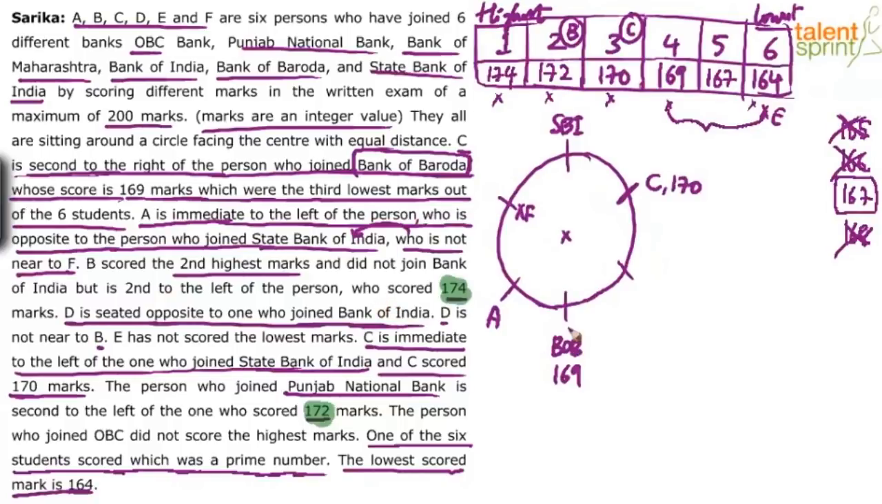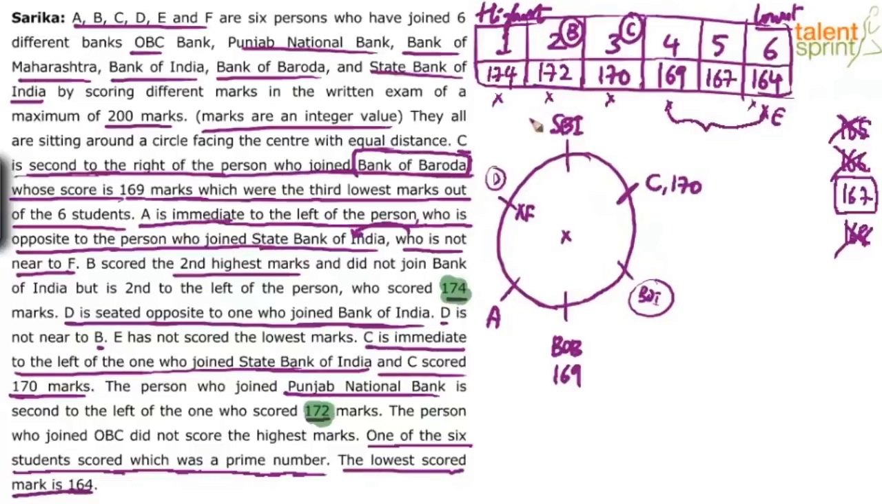Where can D come? Can D come here in this space? No, because D has to be opposite to Bank of India. Here we have SBI. So ruled out. Can D come here? No, because A has already occupied this seat. Can D come here? Possible. If D comes here, then Bank of India will come here, which is allowed, right? D and Bank of India can take these 2.